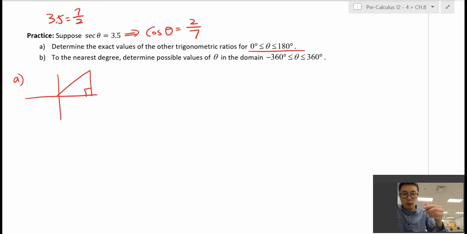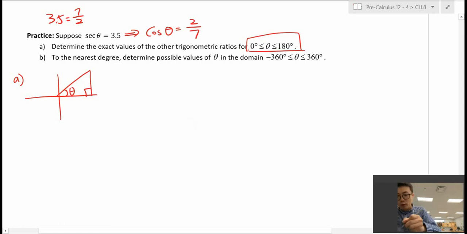Now, if we're only looking at the domain from 0 to 180, we only have one case, because the other case would be in quadrant 4, but that's outside of our domain, so we don't need to consider that. So for part A, we're only looking at this triangle. We only have one case, okay? So 2 and 7. Adjacent over hypotenuse is 2 over 7 there.